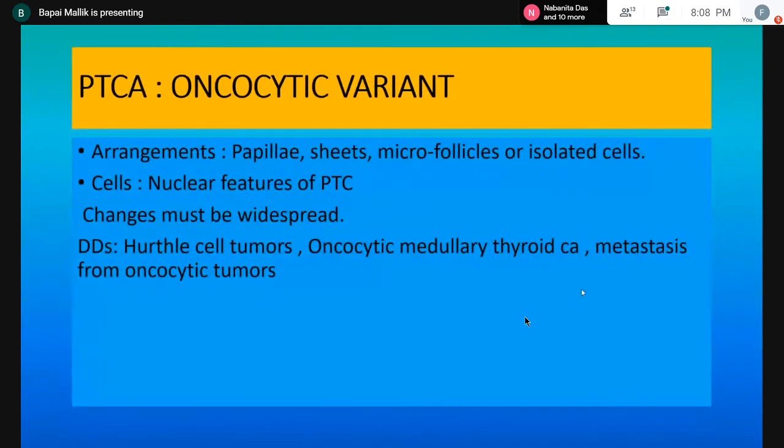Next, this is a papillary thyroid carcinoma, oncocytic variant. Here, the cells are arranged in papillae, sheets, microfollicles, or isolated cells. The nuclear features are those of papillary thyroid carcinoma, and that is why in FNAC you call them papillary thyroid carcinoma, or else you would possibly call them Hürthle cell neoplasm. But they show a wide range of morphological variations, and so the differential diagnoses would include a Hürthle cell tumor. It could be an oncocytic medullary thyroid carcinoma, very difficult, because oncocytic medullary thyroid carcinomas can show very clear-cut intranuclear cytoplasmic inclusions, or it could even be metastasis from some other oncocytic tumors.